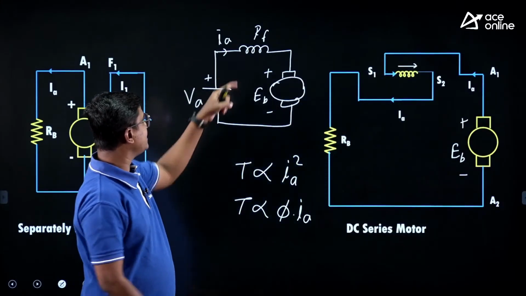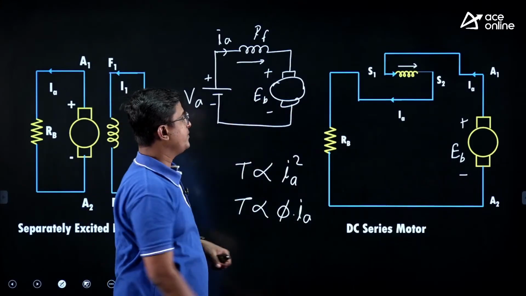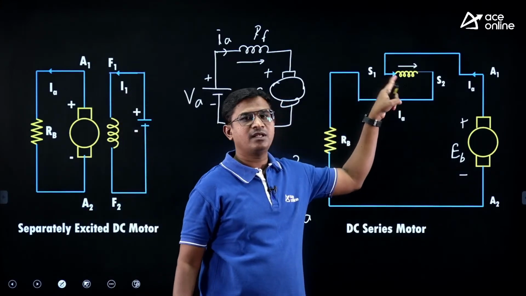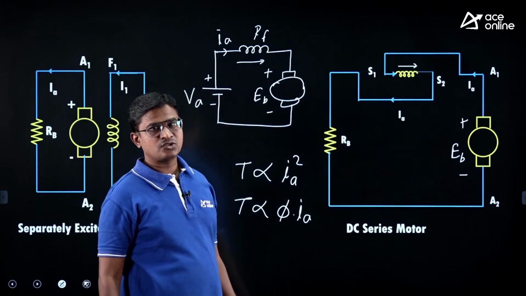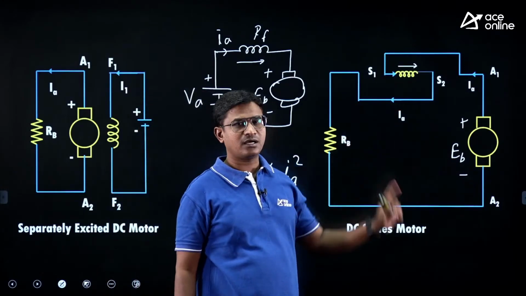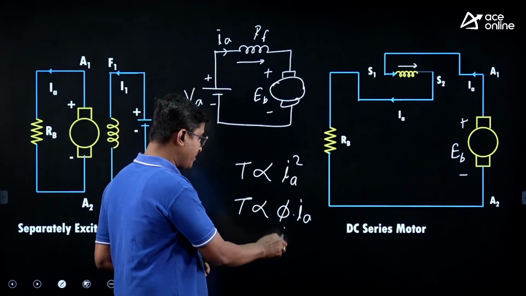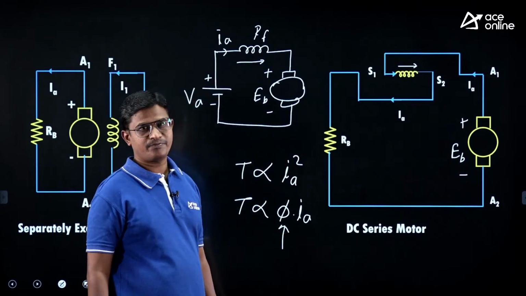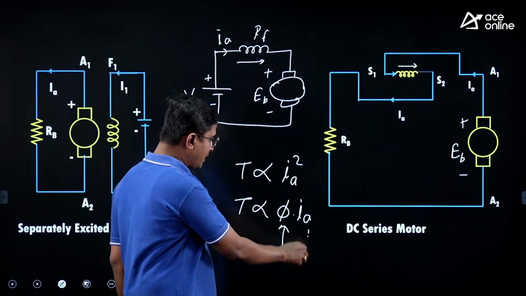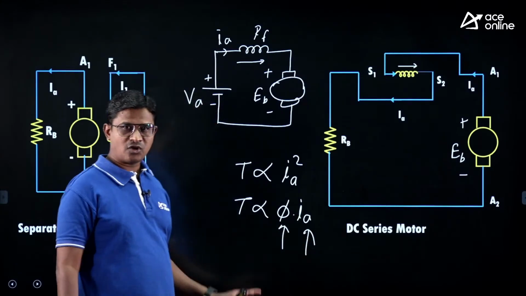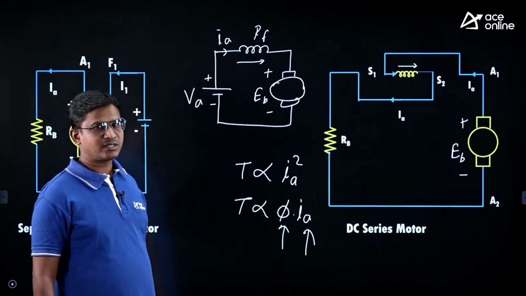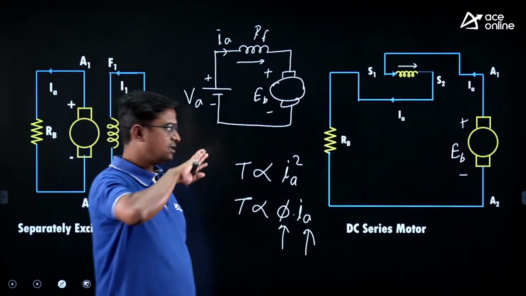Here also the current direction is from left to right. In this case also the current direction is from left to right only, right? So here the field winding current we are keeping the same. If the field winding current is the same, it means my flux direction will remain the same. But the armature current direction is reversed. So due to that my torque is getting reversed. Torque is getting reversed. Are you getting the point, right?